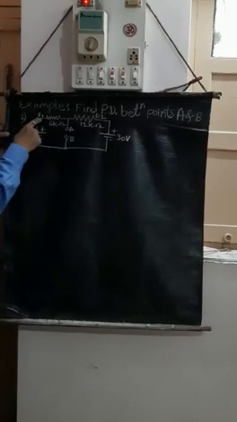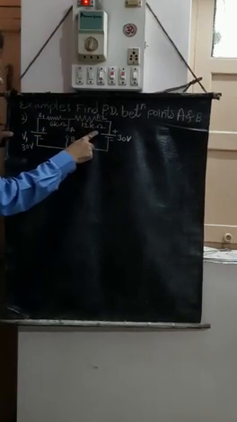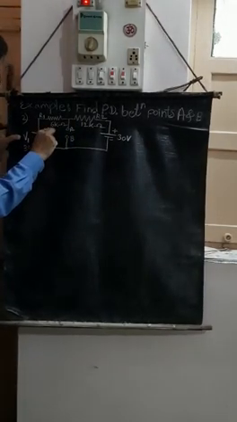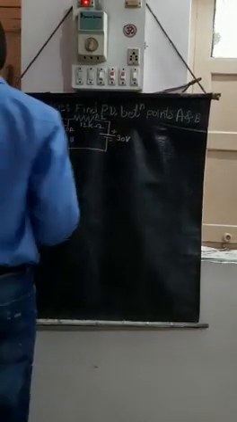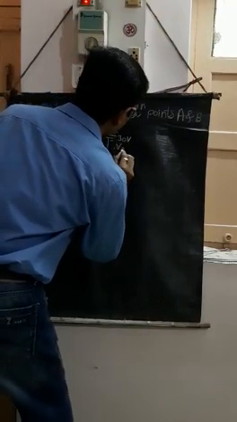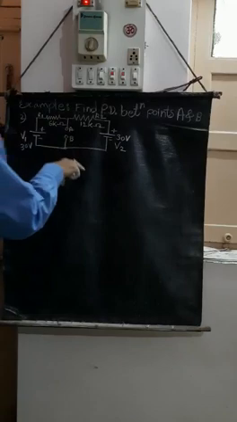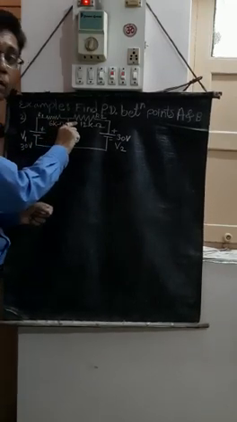In this circuit, this is R1, 6 kilo ohm. This is R2, 12 kilo ohm. This is V1, plus 30 volt, a 30 volt supply is given. This other 30 volt supply is V2. So you have to find out VAB, the voltage across these terminals A and B.